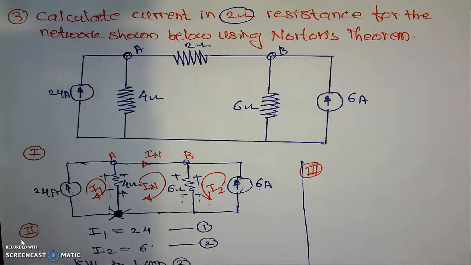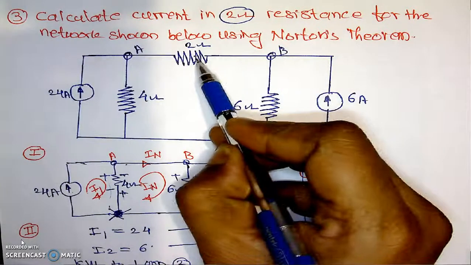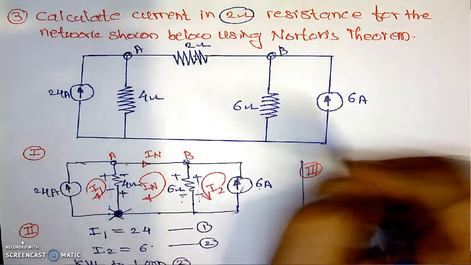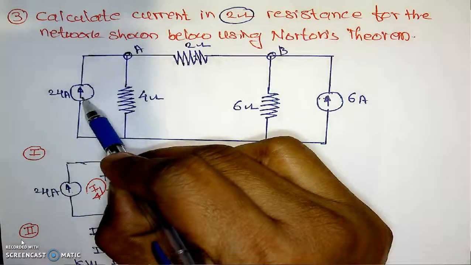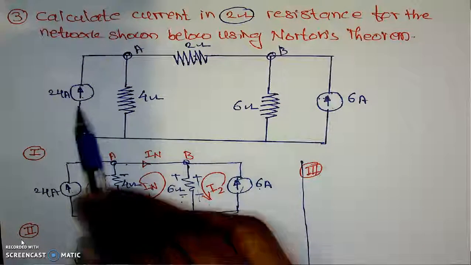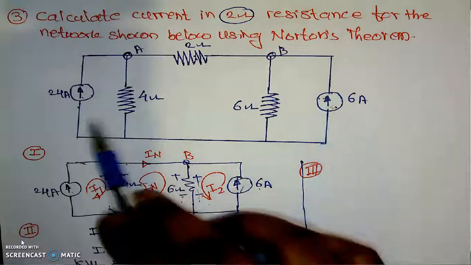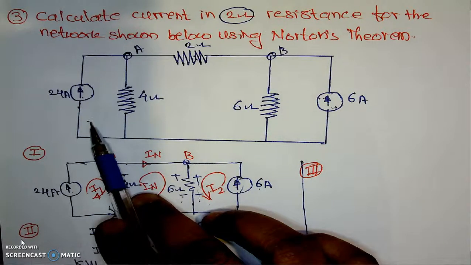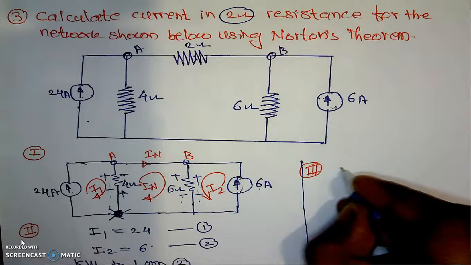Rn is the Norton's equivalent resistance calculated at the output terminals. When the load resistance is removed, this load should be removed, and all sources are replaced by their respective internal resistances. This is a current source, this is a voltage source, and a current source again, and current sources have infinite internal resistance. That's why these current sources should be replaced by open circuits. This figure will become something like this.